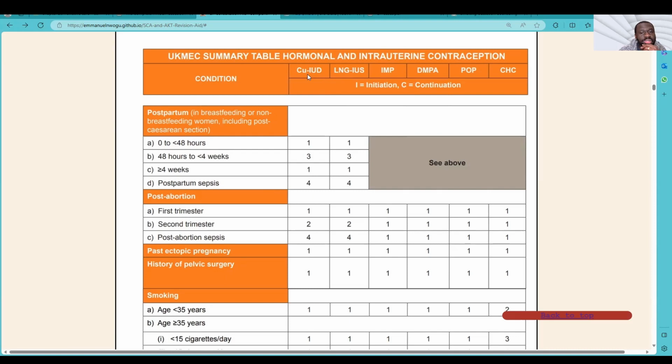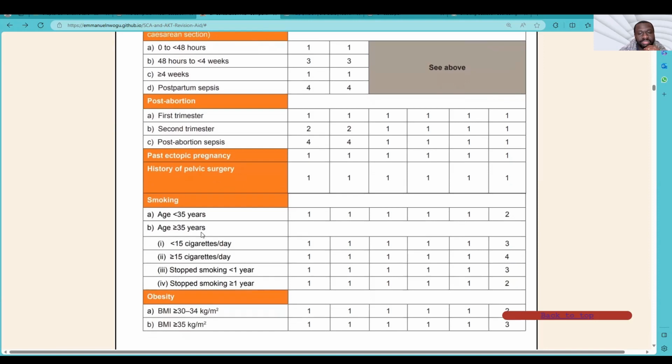The copper IUD and the Mirena can be inserted within the first 48 hours postpartum. Beyond 48 hours, and less than 4 weeks, you shouldn't, it's UK MEC 3, because of the risk of uterine perforation at that stage. If you're going to insert a copper IUD postpartum, insert it within the first 48 hours. Post abortion sepsis is the same thing: you don't put any foreign body, Mirena or copper.